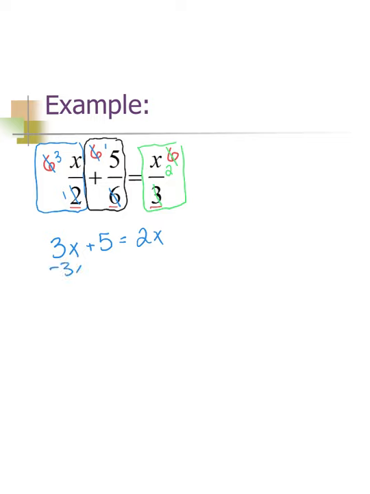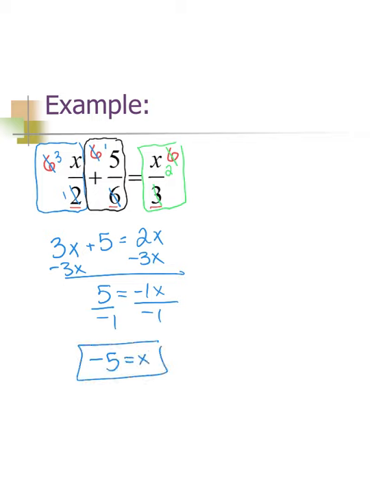I'm going to just minus 3x from both sides. And then I'm going to divide by -1. So I get -5 equals x. And that's all you have to do.